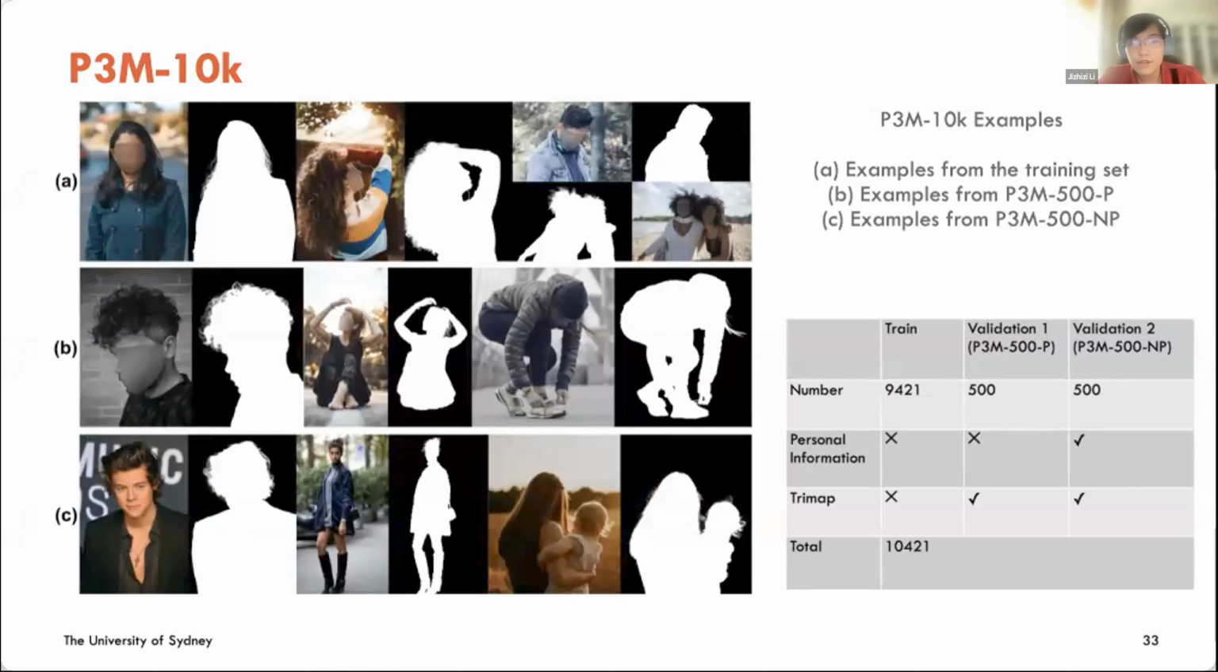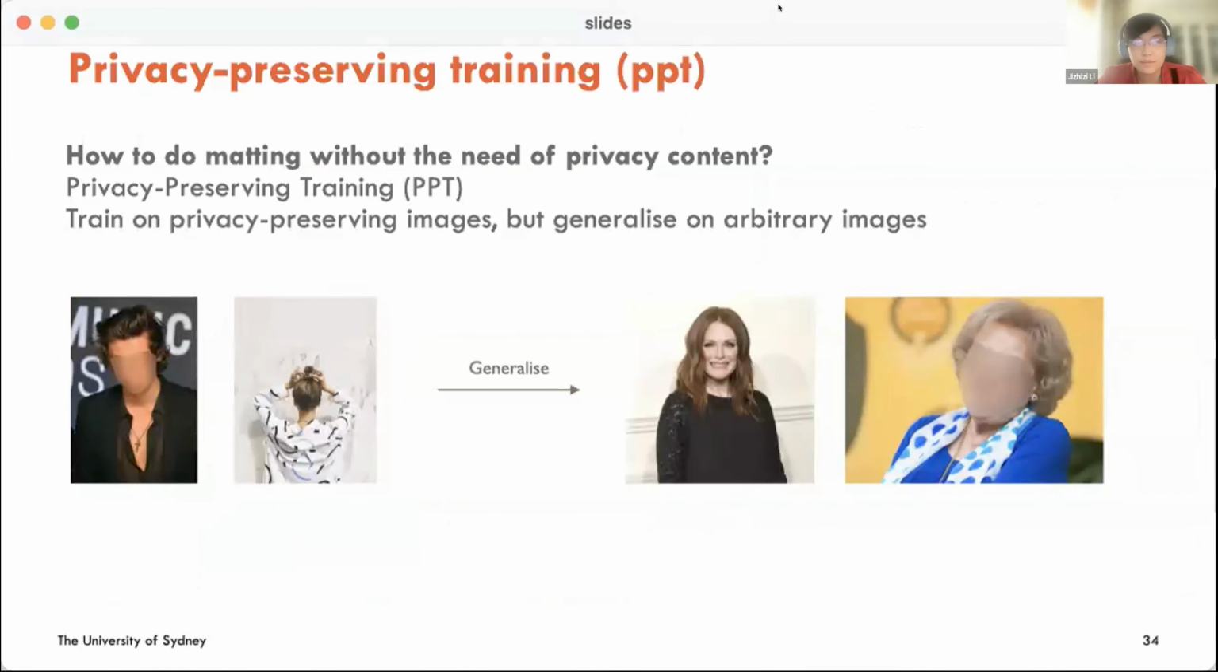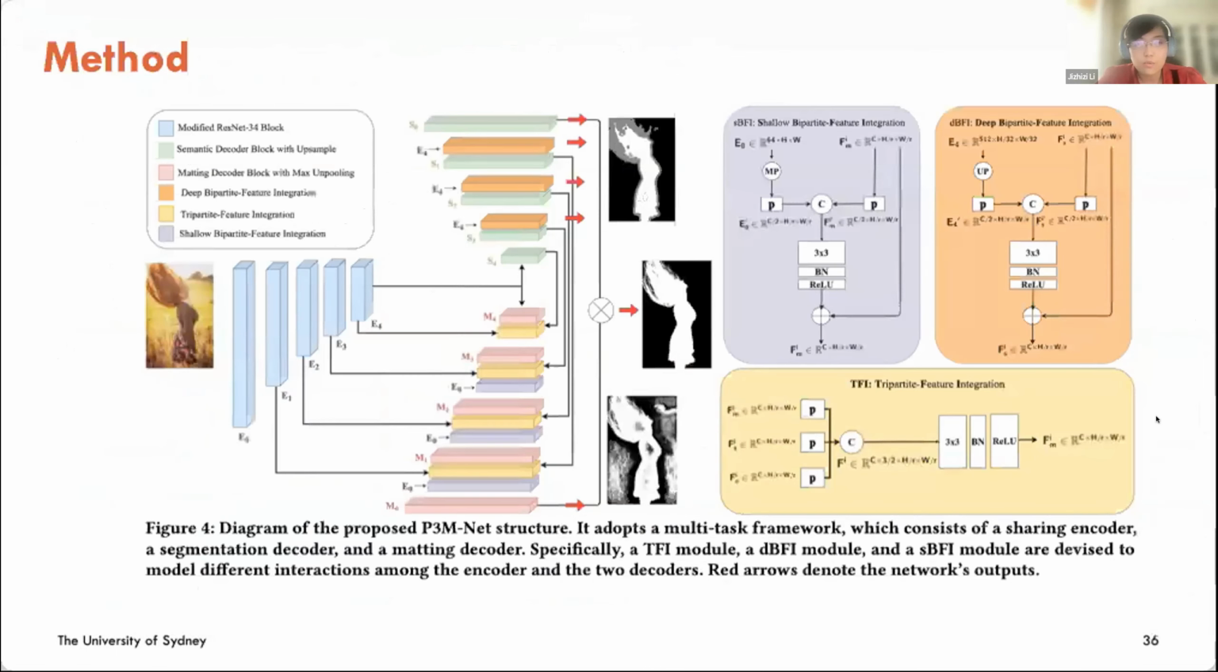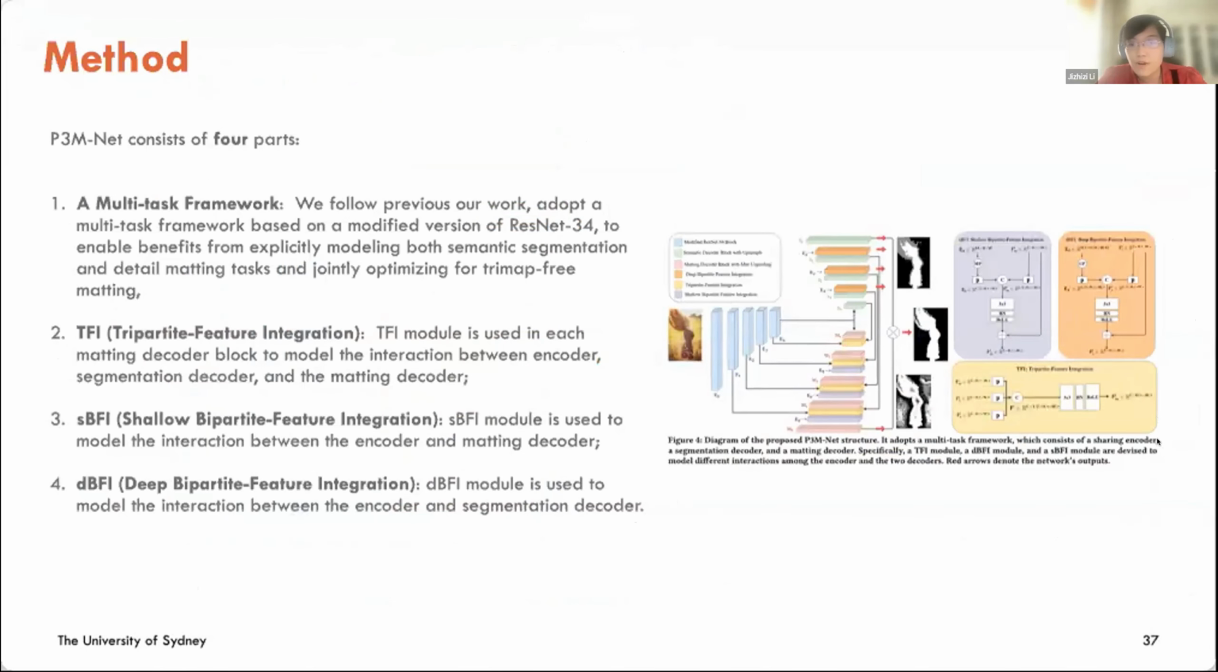We also propose a P3M-500-NP test set, a validation set consisting of 500 celebrity images. The faces are not blurred there, so we are able to test the out-of-domain adaptation abilities. We name the privacy preserving training setting the PPT setting, and we conduct a lot of experiments on the PPT setting to see the effect of privacy preserving training, and we have some conclusions. Based on that, we also propose a method, which includes a multitask framework. It is what we proposed in our previous work.